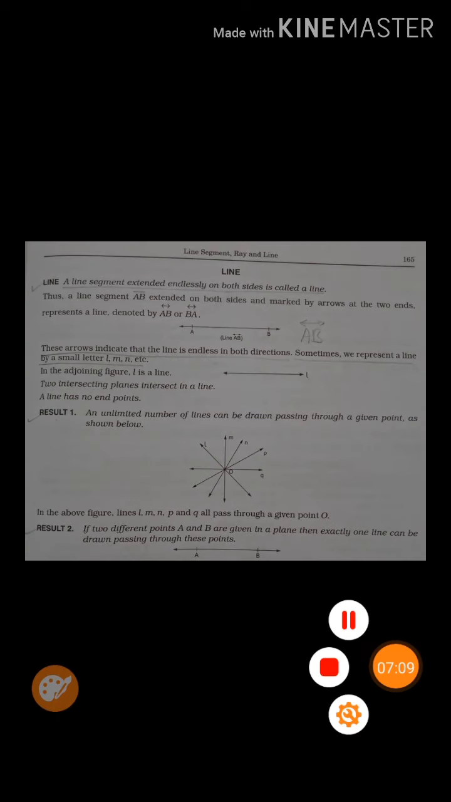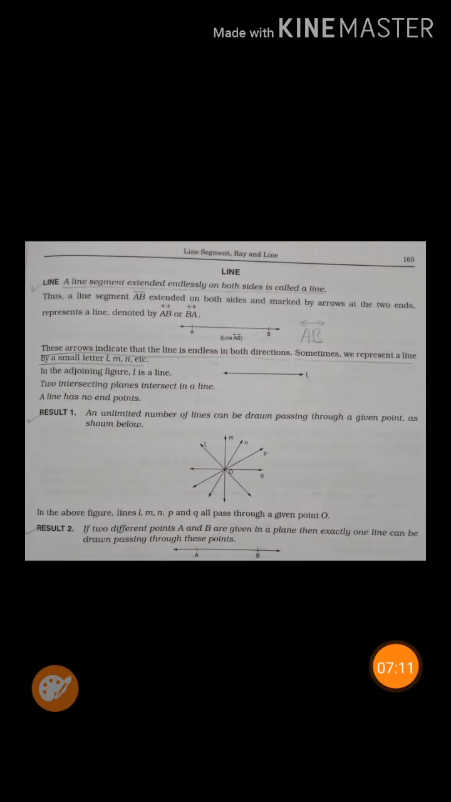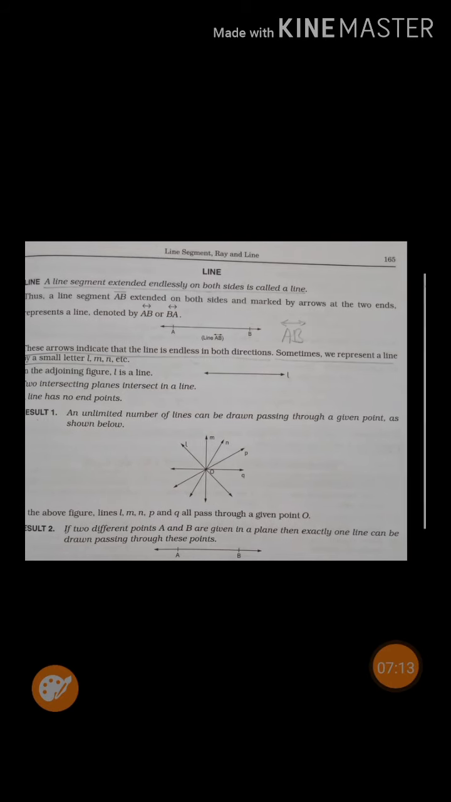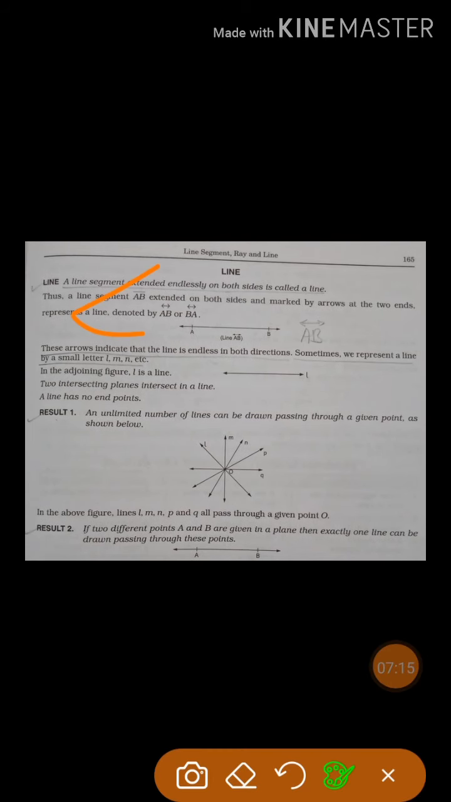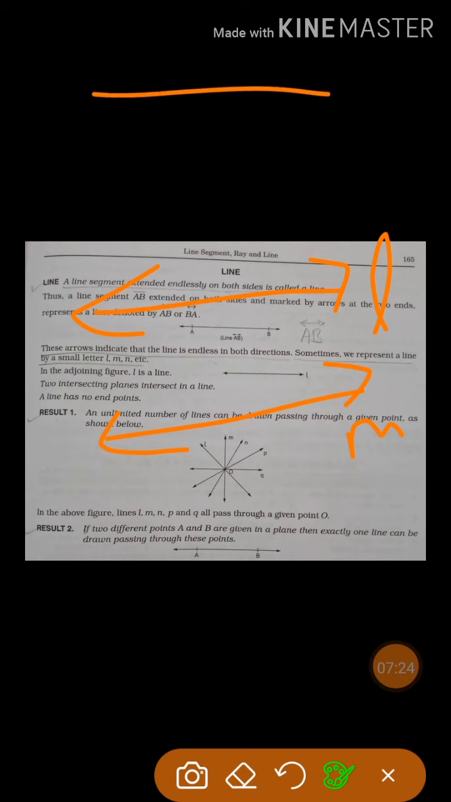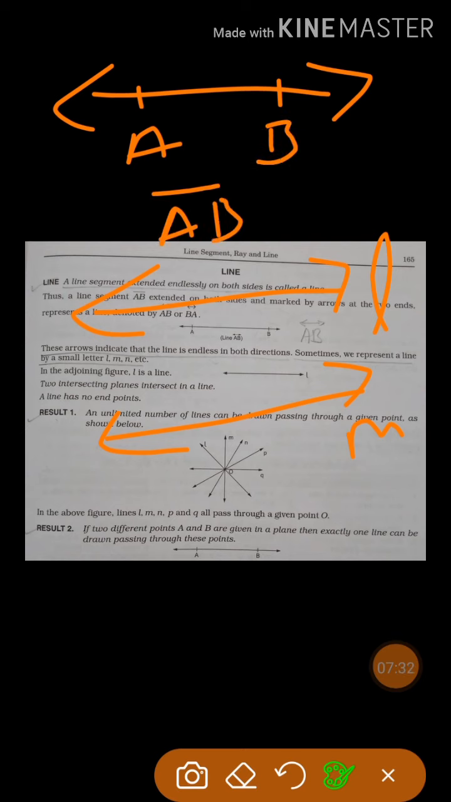And we also represent a line with small letters like L. This is a line L. This is a line M. In this way, with small letters also we can represent it, or we can take any two points on the line like A, B, P, Q, and we also write like this: A B, then make a line with arrows on two sides. So this is also a line. We represent it in this way.